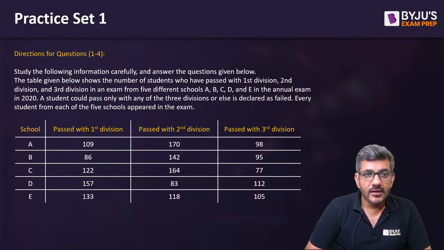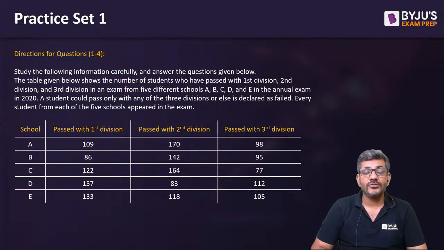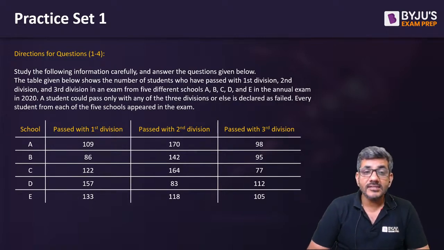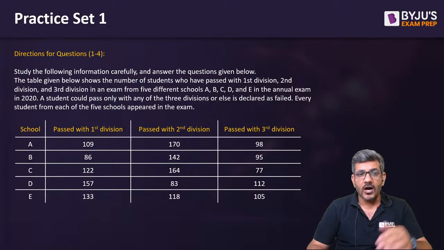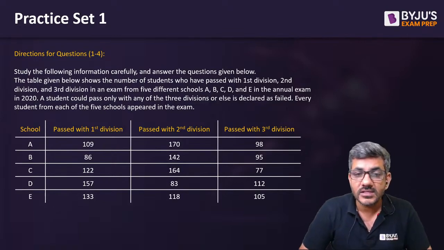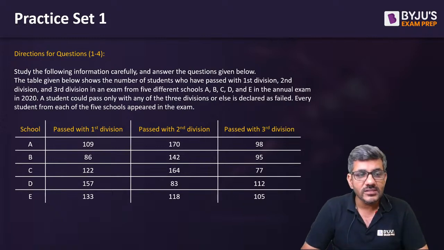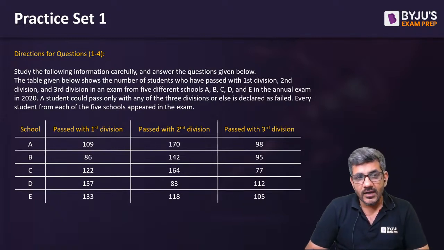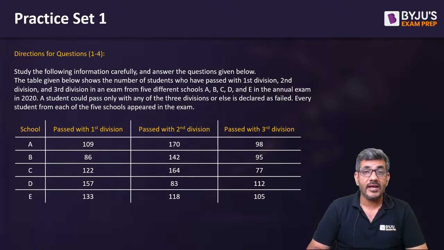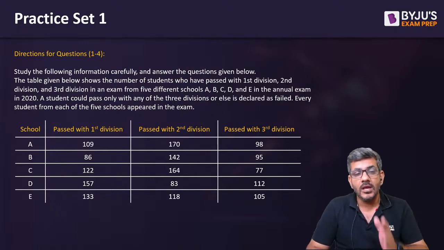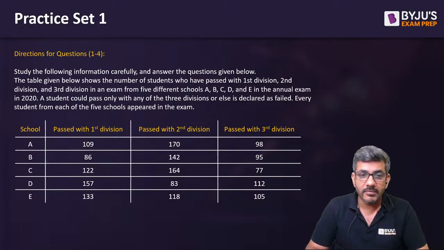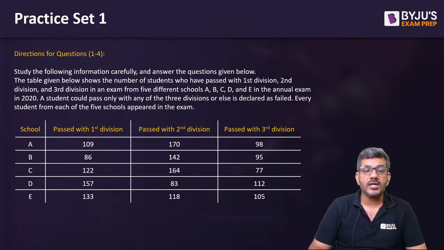Shivam also says that. So study the following information carefully, and answer the questions given below. The table given below shows the number of students who have passed with first division, second division and third division in an exam from 5 different schools, that is A, B, C, D, E, in the annual exam in 2020. So how many students have passed in first division, second division, third division? That is given to us. A student could pass only with any one of the three divisions or else is declared as failed. So either a person will pass with first division or with second or with third or he will be failed. Every student from each of the five schools appeared in the examination.